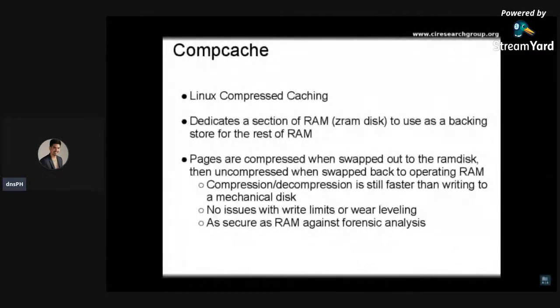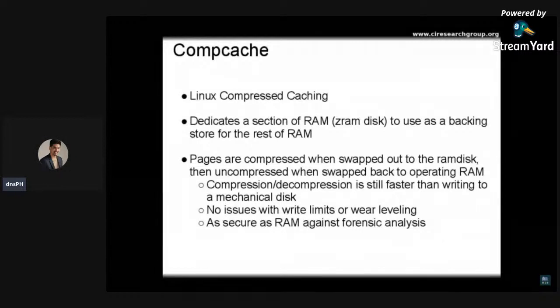Another approach to avoiding the issues of write limits and post-mortem forensic recovery of sensitive memory data is to use the Linux compressed caching, or comp cache, mechanism as a backing store. With this approach, a section of RAM is reserved ahead of time to create a compressed RAM disk, or ZRAM disk. When a page is swapped out to this ZRAM disk, it is compressed on the fly to fit into a smaller amount of memory. Whenever a page needs to be swapped in from the backing store, the page is read from the ZRAM disk and decompressed.